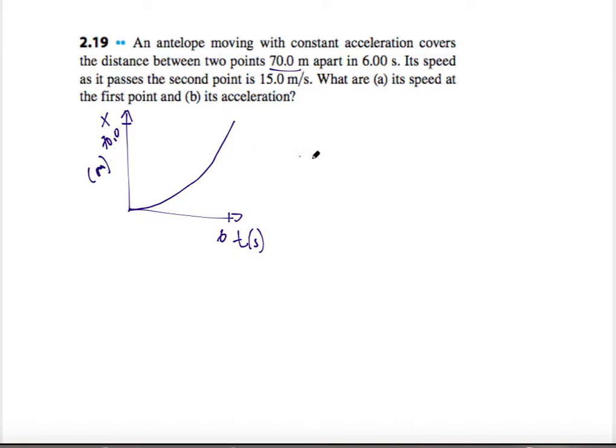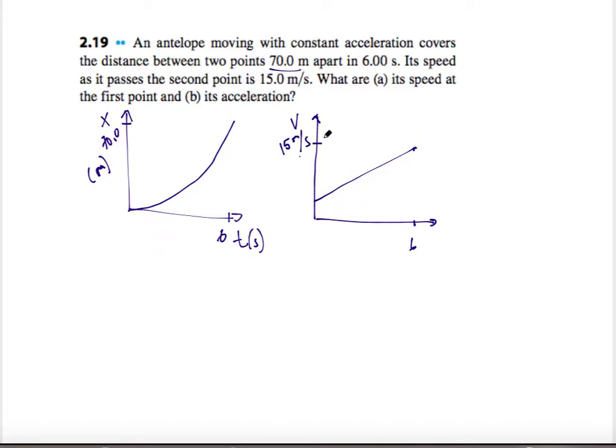So the velocity graph, if I want to think about it, should look something like this. Now I don't know for sure if it starts from rest, but I do know that at 6 seconds it should have a velocity of 15 meters per second.